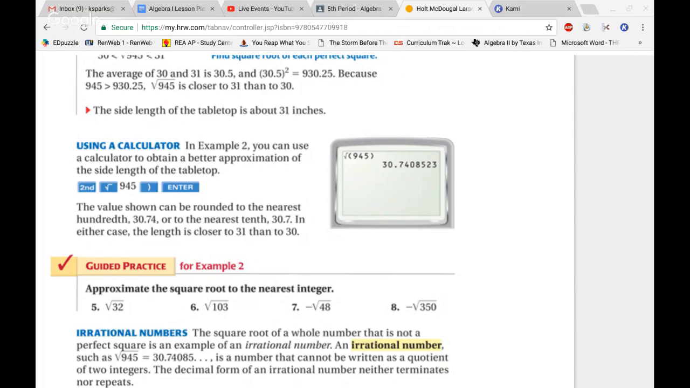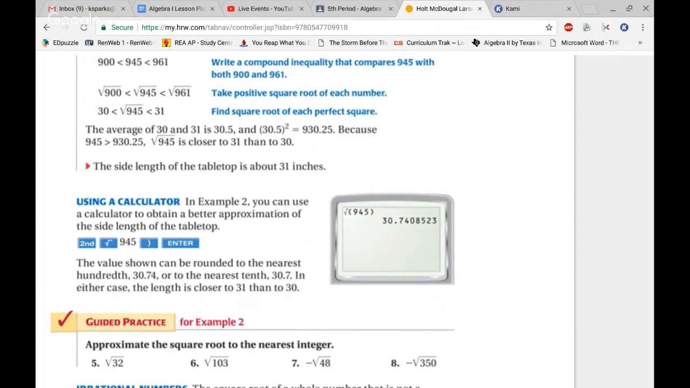Evan, would you like me to start back from the guided practice on the first page and go through those with you? Okay. How about approximating the square roots to the nearest integer on the ones that Alec was just talking about? Okay. So basically at the top, I'm going to go away from the chat screen for just a minute, and then I'll come back to see if you have any questions.